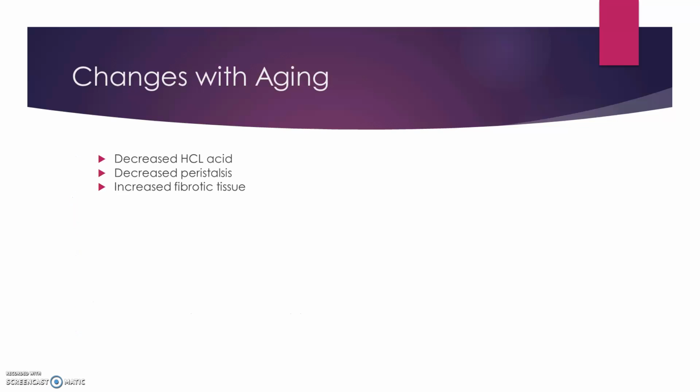Some changes that people will have with aging related to the GI system is that as they get older, they have decreased hydrochloric acid production. They also have decreased peristalsis, and they can have increased fibrotic tissue, which can cause complications with constipation and obstruction. That ends today's lecture.